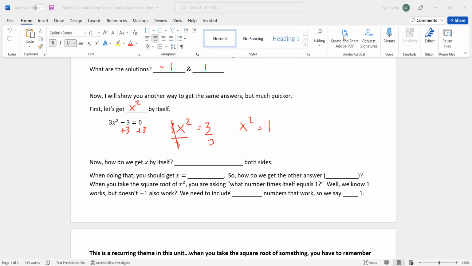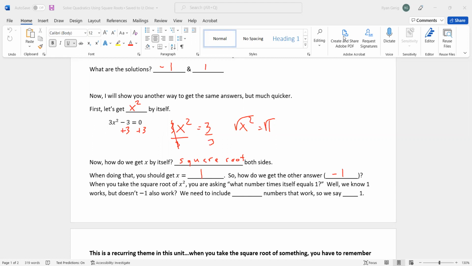Now, how do you get x by itself? You got to take the square root of both sides. Right? Now, this is where, if you're going to mess up, it's going to be right here. When doing that, you should get x equals 1, right? But look back at the graphing problem. How do we get the other answer, which is -1?